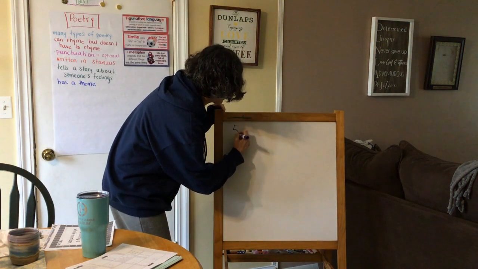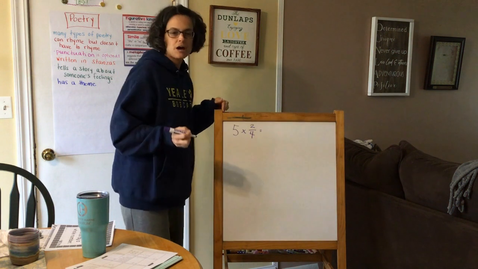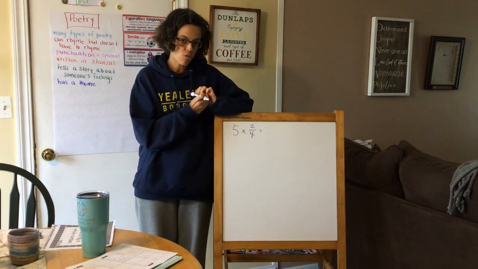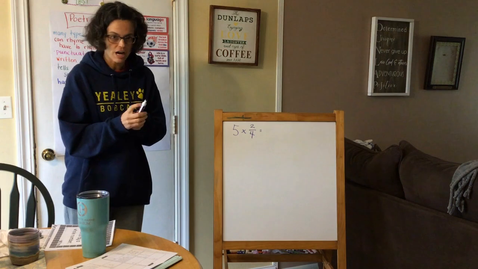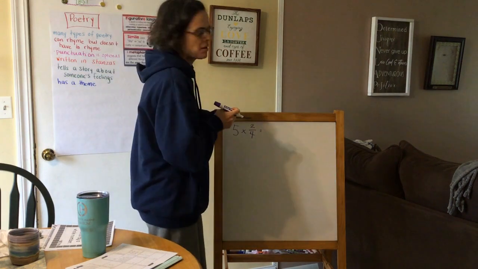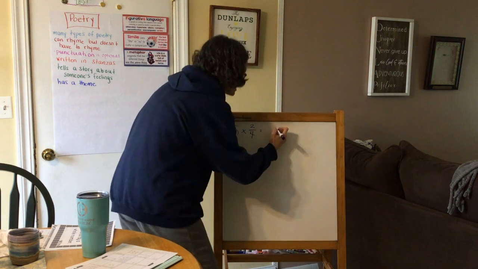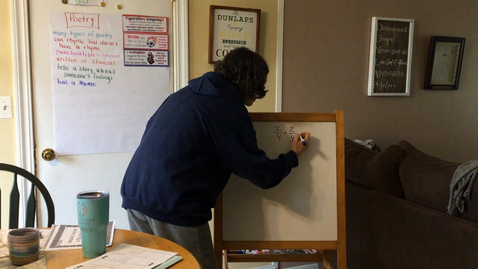Let's do 5 groups of 2/4. I want you to pause me and see if you can figure this out. 5 groups of 2/4. Ready? Go. All right, let's see what you came up with. 5 groups of 2/4. So that means I have to have 5 groups of 2/4.